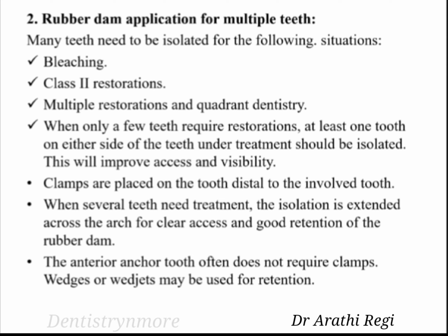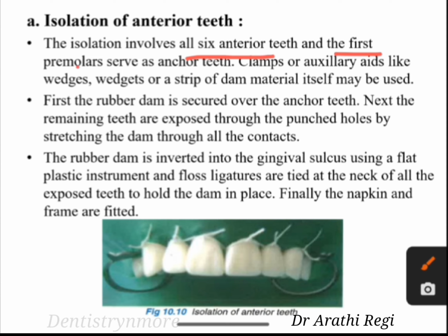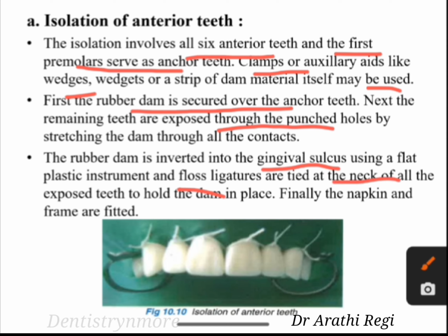The anterior anchor tooth often does not require a clamp, and wedges may be used for retention. So isolation of the anterior teeth mainly involves the 6 anterior teeth, and the premolar serves as an anchor tooth. So clamps or wedges can be used. First, the rubber dam is secured over the anchor teeth. Next, the remaining teeth are exposed through the punched holes. The rubber dam is inverted into the gingival sulcus, and by using floss it is tied at the neck of the exposed teeth, and finally the napkin and the frame are fitted.